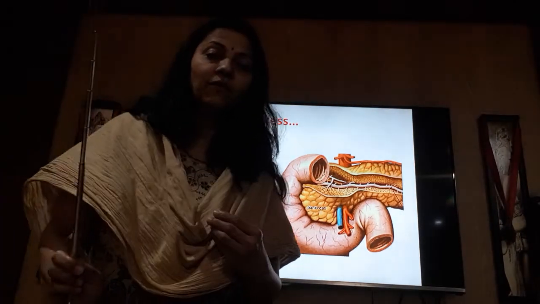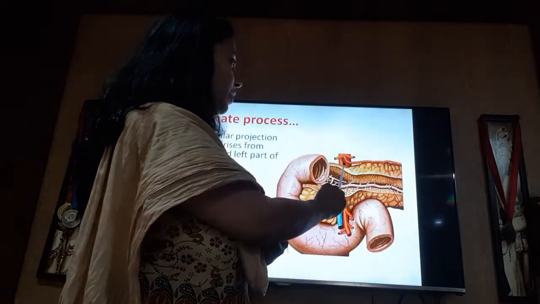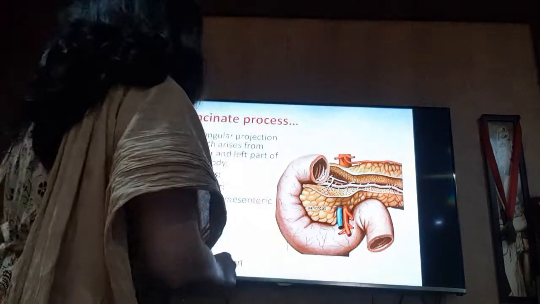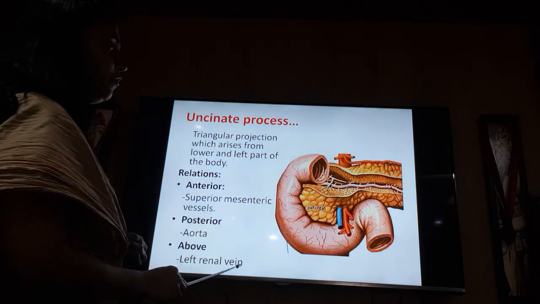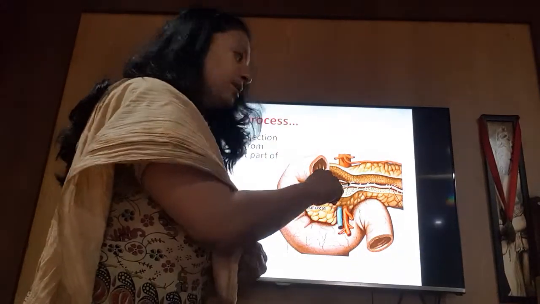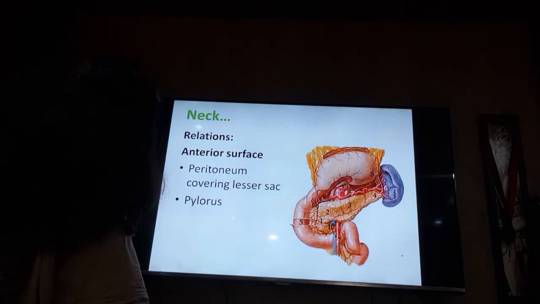We are talking right now only about the uncinate process, and you can see from here that the aorta is present posterior to the pancreas. So the uncinate process also is related posteriorly to the aorta. And superior to it is the left renal vein, which we cannot see from the front. It is present behind, but it is present above the uncinate process.